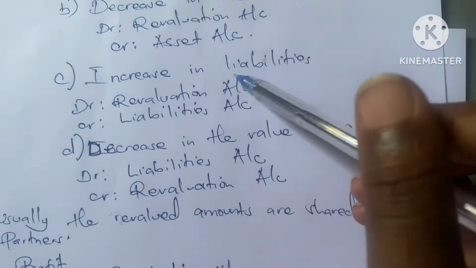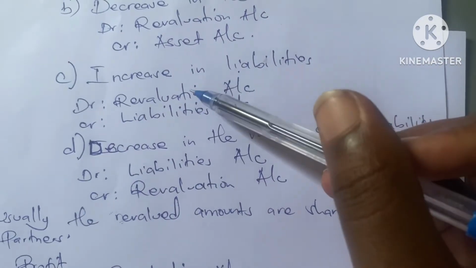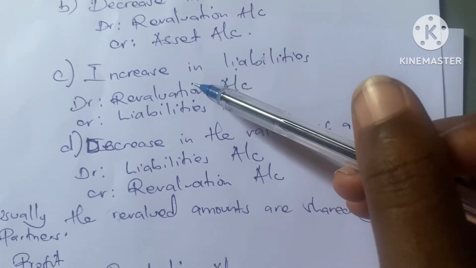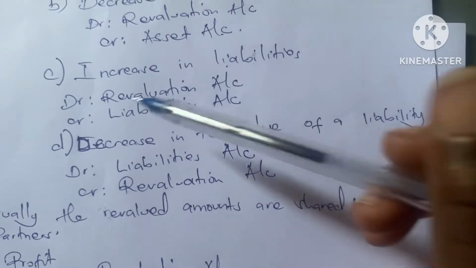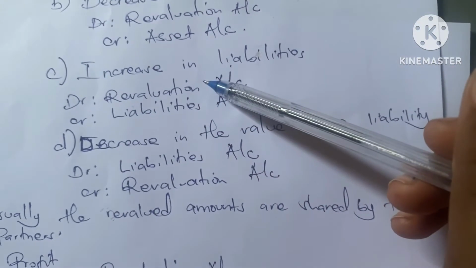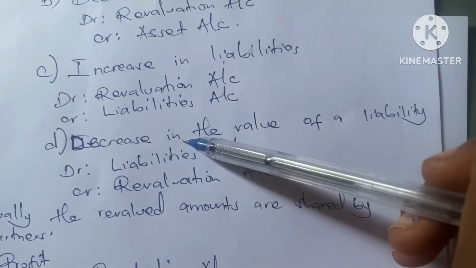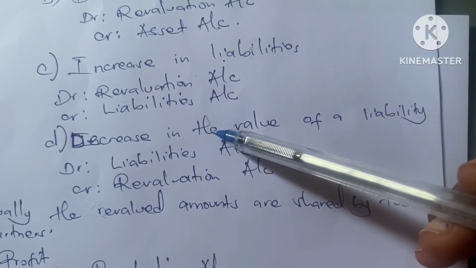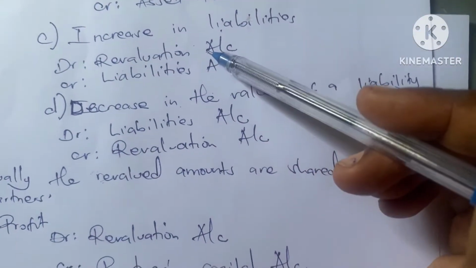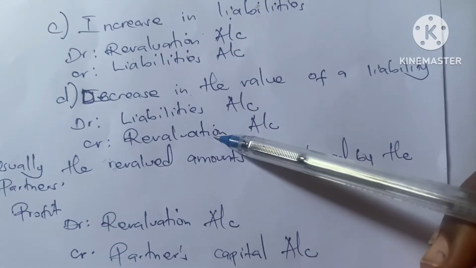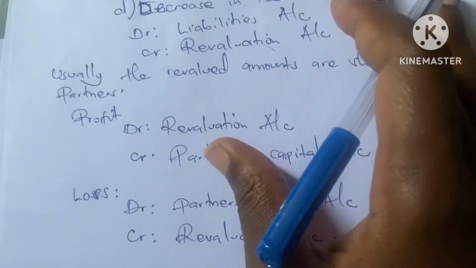Then when there is an increase in liabilities, liabilities increase by crediting, so we credit the liabilities account and we debit the revaluation account. When there is a decrease in the value of the liability, liabilities decrease by debiting, so we do the opposite of this. Debit liabilities account, credit revaluation account.